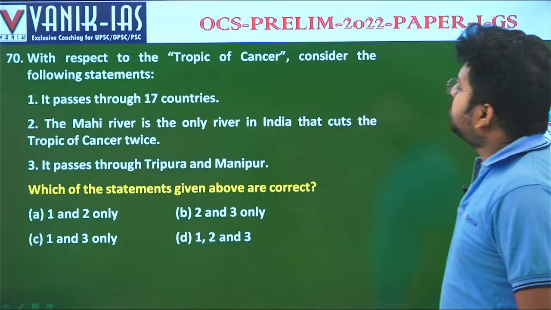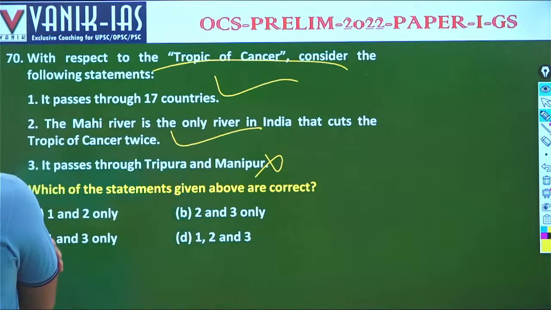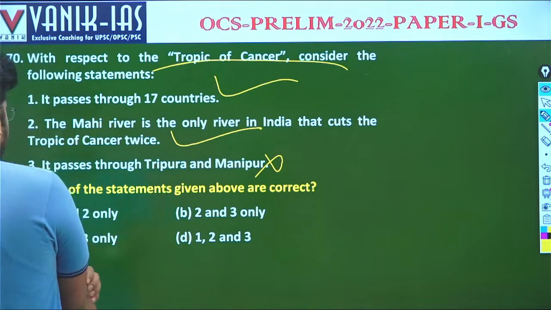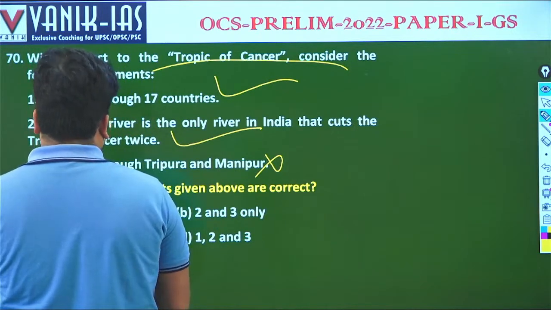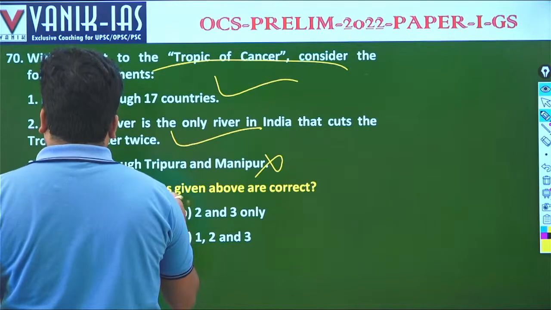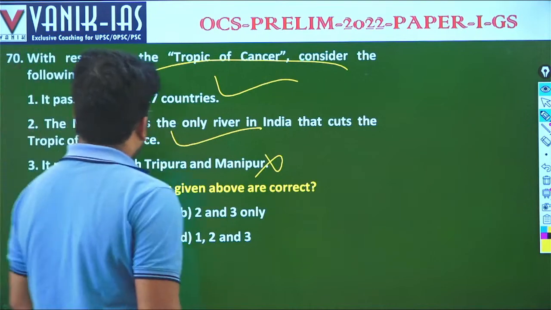It passes through Tripura and Manipur. It is not Manipur. It passes through Tripura, Gujarat, Madhya Pradesh, Chhattisgarh, right? It is not Manipur. So, statement 3 is wrong. In case of India, it passes through 8 states. So 1 and 2 are right.